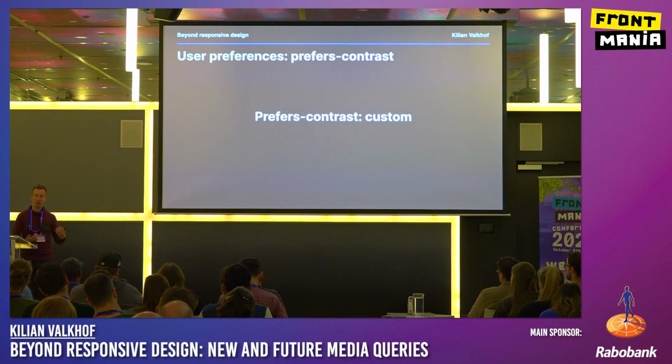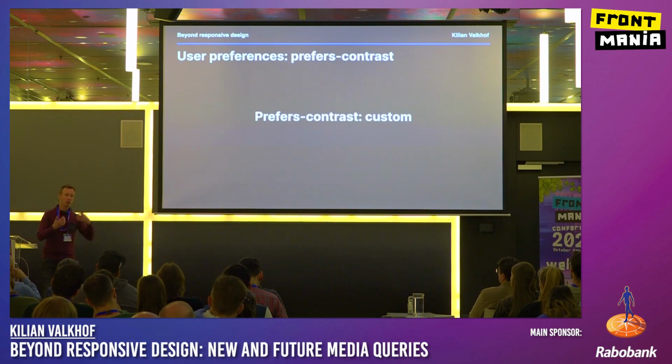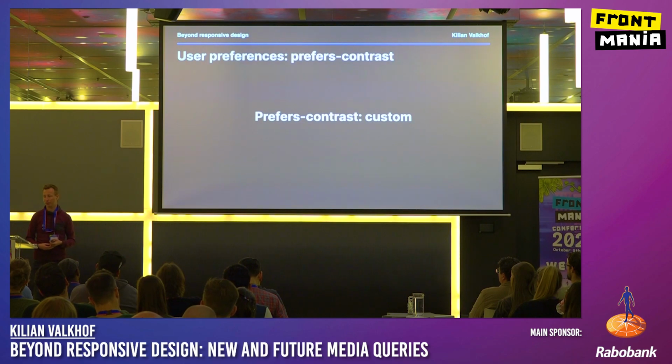So on Windows, you have something called Windows High Contrast Mode. On the web, we call that forced colors. And what it does is it replaces all your colors with user-specified colors. And more on that later as well, because it has its own media query.